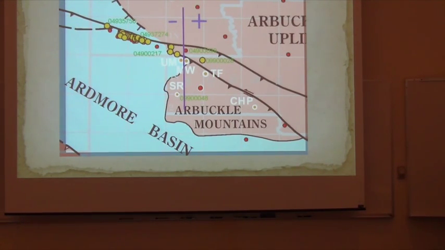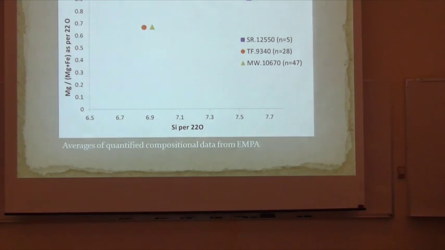This graph is showing the silicon versus magnesium, and this is what we got from the data from the probe. And this shows that Sparks Ranch has higher silicon and magnesium compared to Turner Falls and Morrow, and this indicates that there are two amphibole bodies.